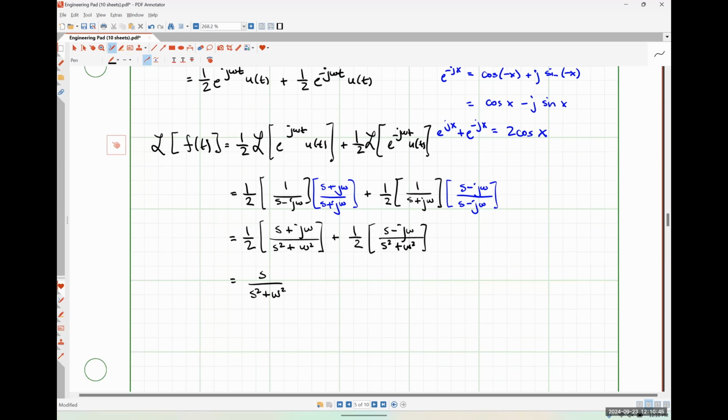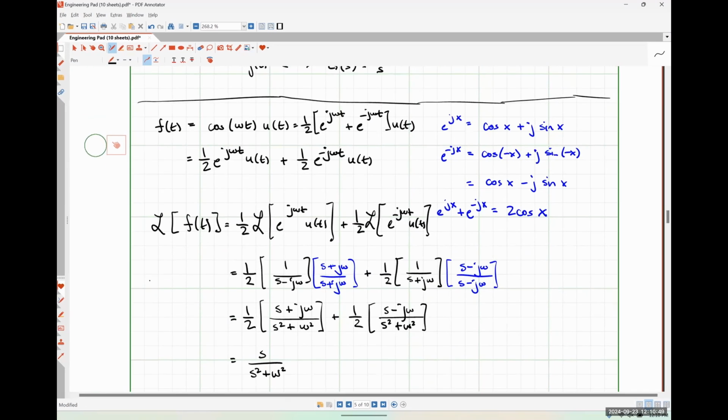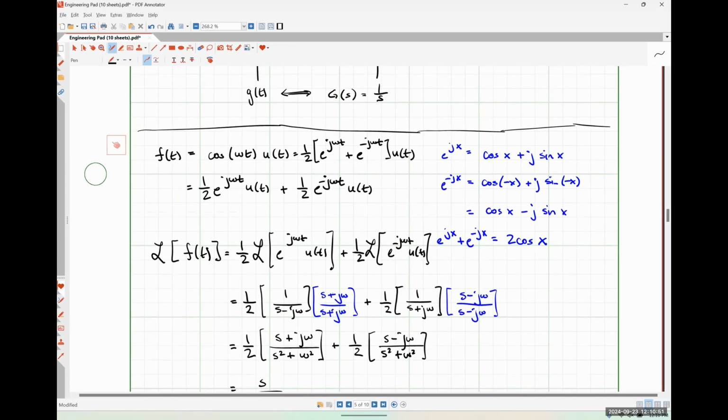The last one that we'll do for today is going to be for a sine function. Just really quickly here, looking at these identities, if I do e to the jx minus e to the minus jx, the cosines will cancel each other out, and I will have j sine x minus negative j sine x. So e to the jx minus e to the negative jx looks like 2j sine x.